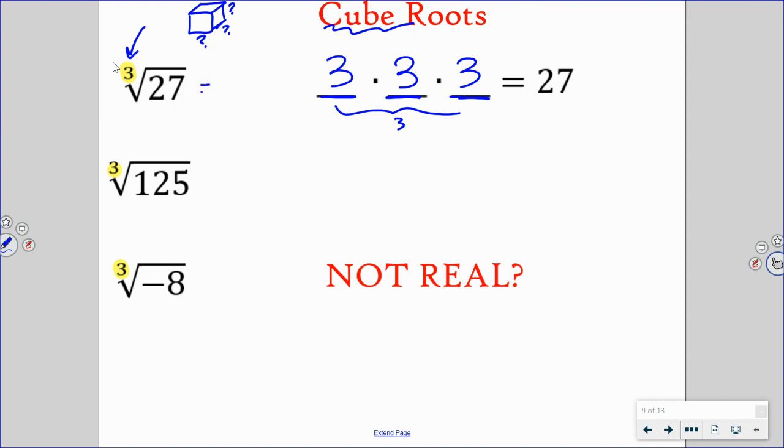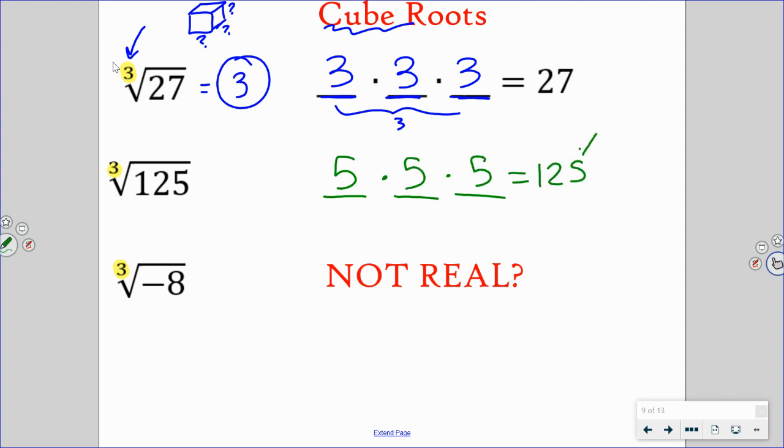And again, don't write 3 cubed. Don't write 3 times 3 times 3. A root says, what is that repeated factor? Cube root of 125. Well, you guys might already know this one. Some of you notice the 5 at the end. 5 times 5 is 25. 25 times another 5 is 125. So the cube root, again, just write 5.